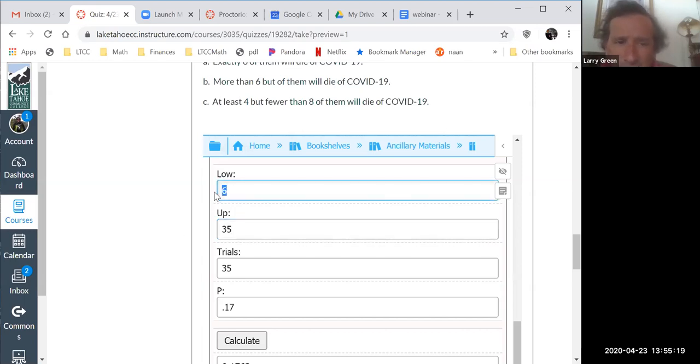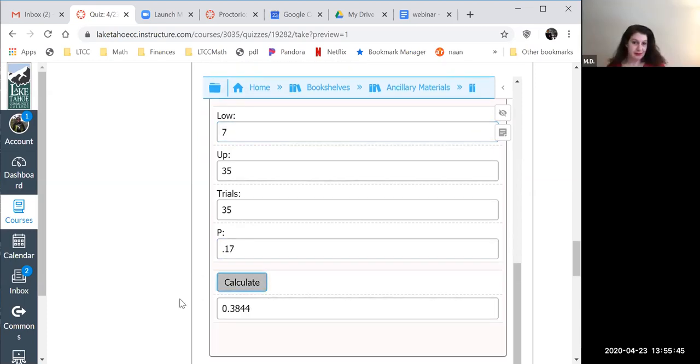What about the low? Does that change? Is 6 a number more than 6? Well, 6 is not more than 6. What's the lowest number that's more than 6? 7. Right? And these are deaths. You can't have 6.3 or anything. Either die or don't die. Notice number of trials is not changing and p is not changing. So I hit calculate, and you get 0.38.